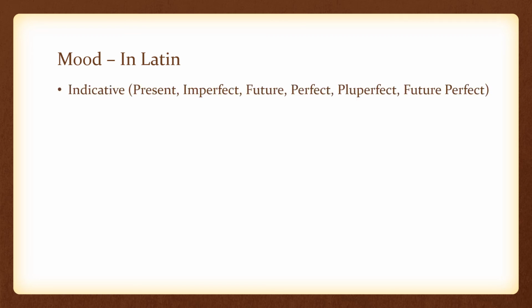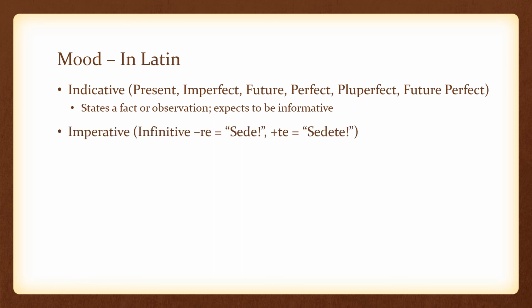Now let's talk about mood in Latin. The indicative mood covers those 6 tenses that we've already looked at: present, imperfect, future, perfect, pluperfect, and future perfect. I'll go into detail about these in a different video. Just like in English, it states a fact or an observation and expects to be informative.